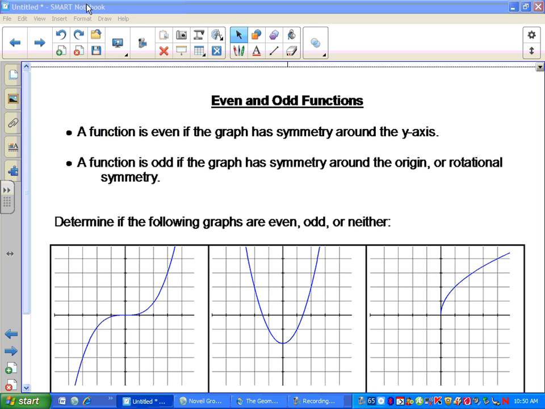So let's look at the graphs. Sorry, I'm multitasking here while recording. Determine if the following graphs are even, odd, or neither.